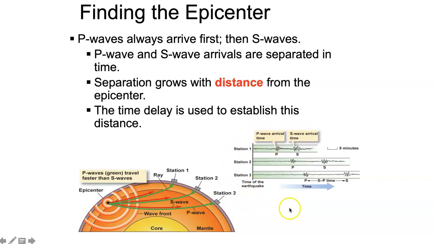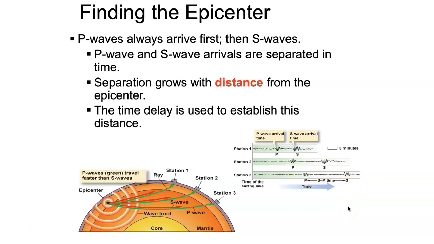So let's look at this over here. Station 1 records the P wave before station 2 and before station 3. This is time going from left to right. And that makes sense. It has a farther distance to go. But also notice that the time between the P and the S wave increases. So up here at station 1, it looks like there's about a 5-minute delay between the arrival of the S wave from the P. At station 2, there's about a 10-minute delay. And down here at station 3, it looks like there's almost a 15-minute delay.